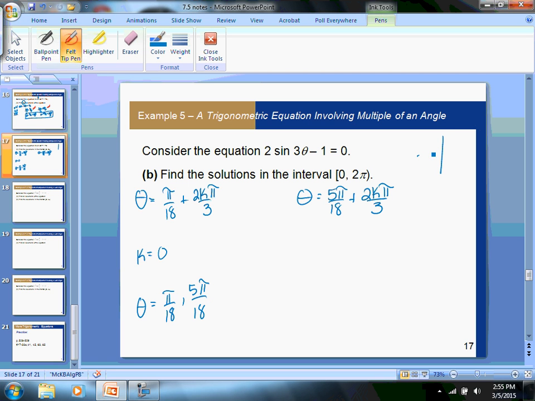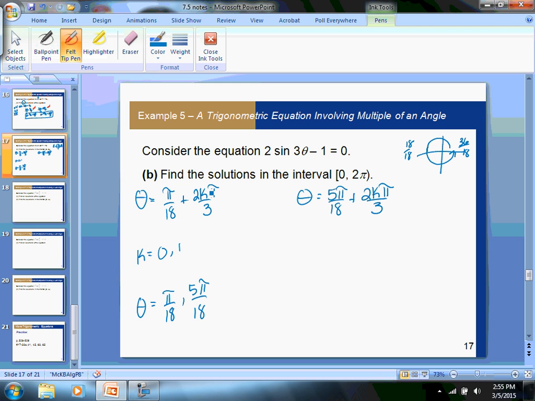So that means that if I go to pi, that would be like 18 over 18. And if I go around to 2 pi, that would be 36 over 18. So I need to keep going around and adding the 2k pi over 3 until I get close to, but not over, the 36 pi over 18. Okay, so let's try a k value of 1 and see what that gets me.